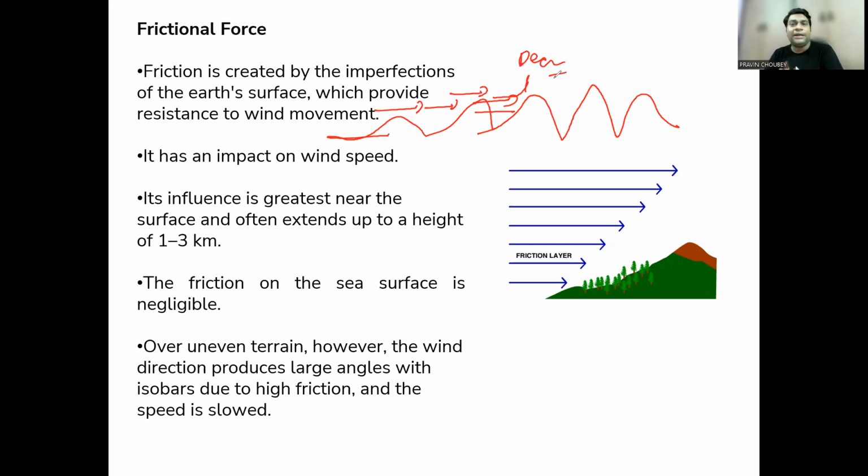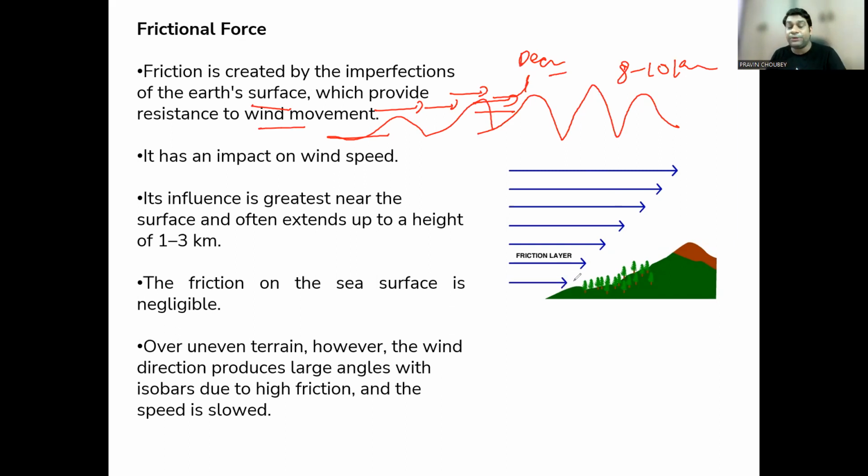But our concept here is that we are going to study the geostrophic wind. We are talking about wind which is blowing at a height of 8 to 10 kilometers above the earth's surface. At such a great height, there are no relief features present on the surface of the earth, except Mount Everest. Apart from Mount Everest, such high, long relief features do not exist on the earth's surface. Now, the frictional force is created by the imperfection of the earth's surface, which provides resistance to wind movement.